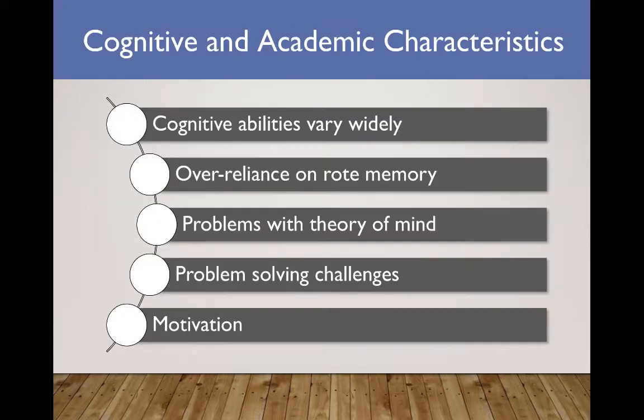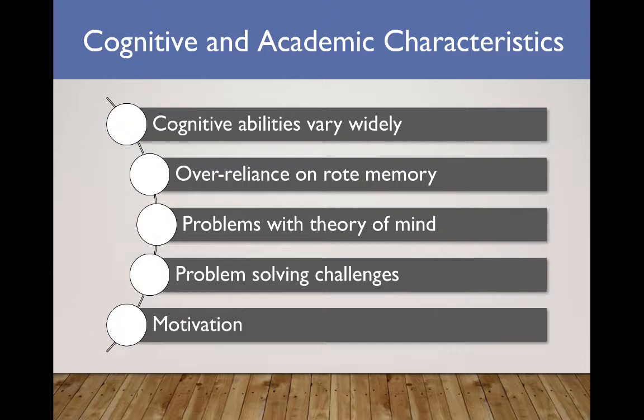There's sometimes what's referred to as stereotypic behavior, repetitive rocking or flicking things, or moving things back and forth, so self-stimulatory behaviors. The cognitive and academic characteristics consist of cognitive abilities varying very widely. You have certainly children with autism who are quite capable of keeping up with the general education curriculum, but others who will suffer greatly in terms of cognition.